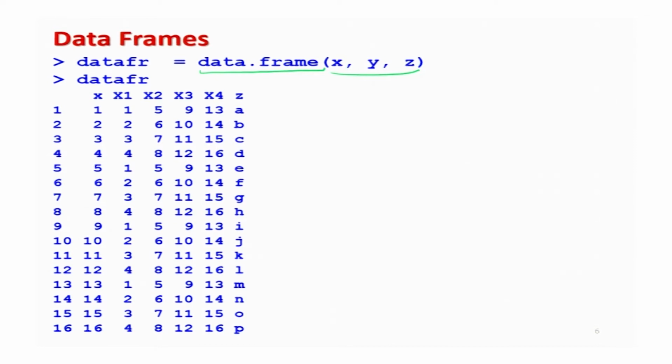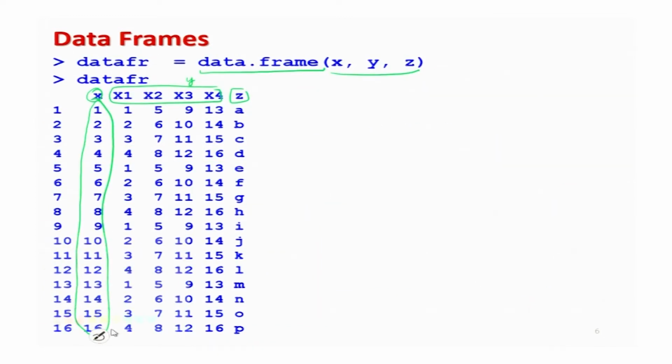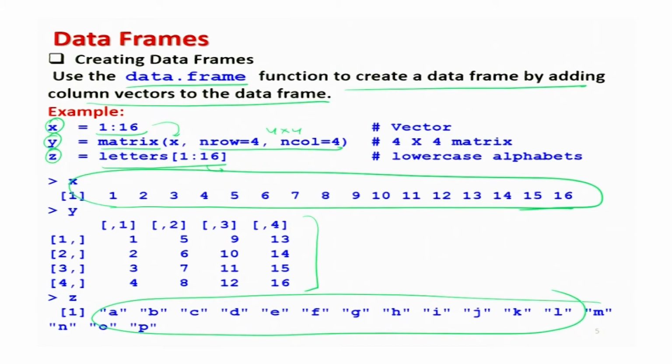Right. So, now you can observe what is really happening. This is your x, this is your matrix y, and this is your z. If you look at x, it is the set of numbers from 1 to 16, exactly the same as what you have given here. Similarly, z is the set of lowercase alphabets from a to p, the same set which you have taken under z.